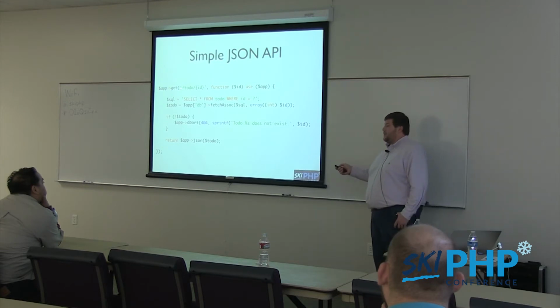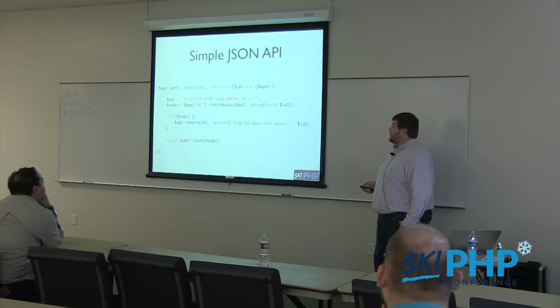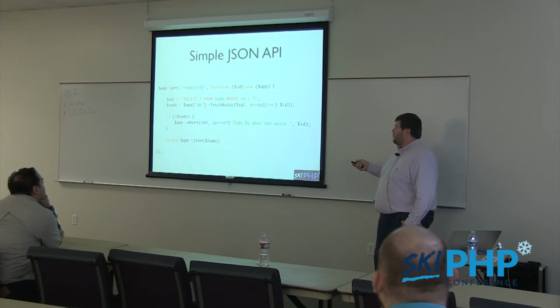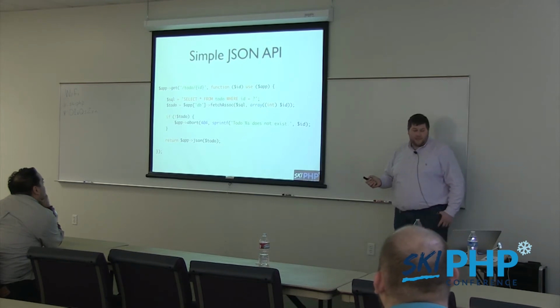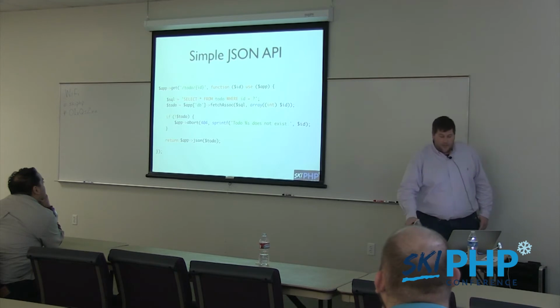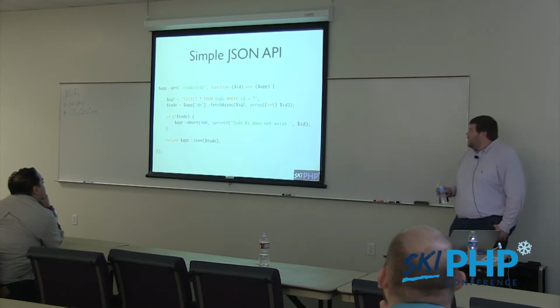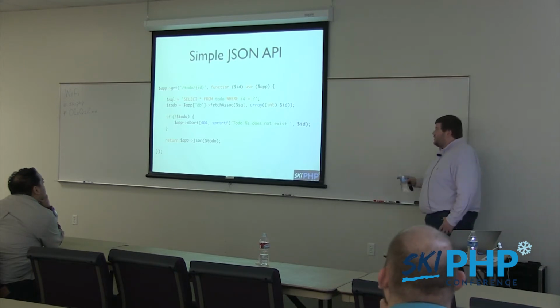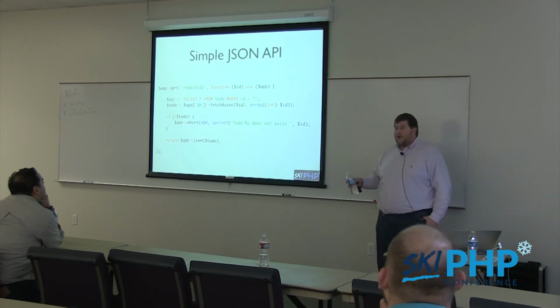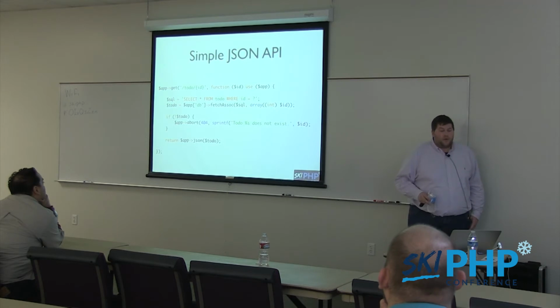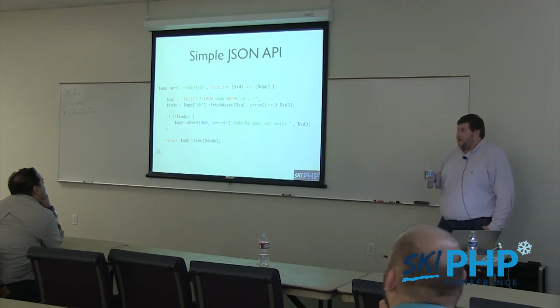So here we have app get /todo/some-id. We want to have a controller that accepts the ID and then runs a query: select star from todo where ID is the ID that we passed in. Call app db, fetch associative with the SQL query and then the ID. If there's no to-do, I can simply call app abort, which will throw an error page saying there's a 404. Otherwise, I simply want to encode via JSON the to-do item and return it to the user.